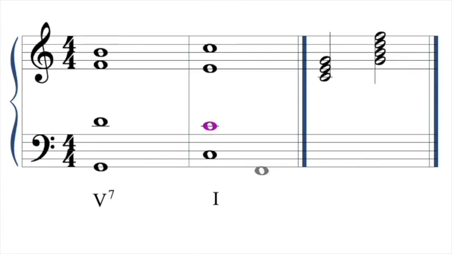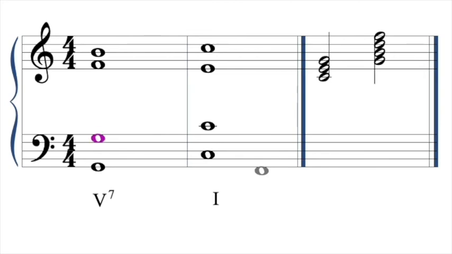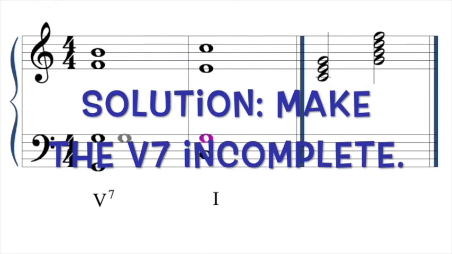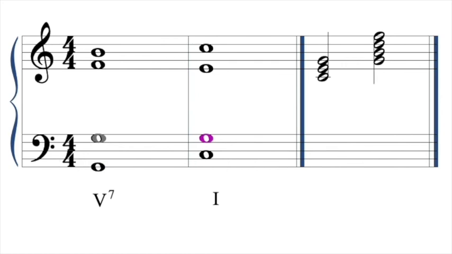So that is an option that is okay, but a preferable option, a better option, would be to make the 5-7 chord incomplete. If we make the 5-7 chord incomplete by doubling the root, scale degree 5, eliminating the 5th of the chord, so there's no D in this chord, then we can retain that scale degree 5 as a common tone in the tenor voice.